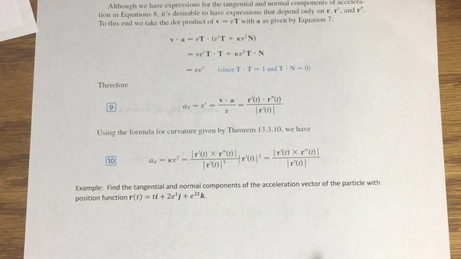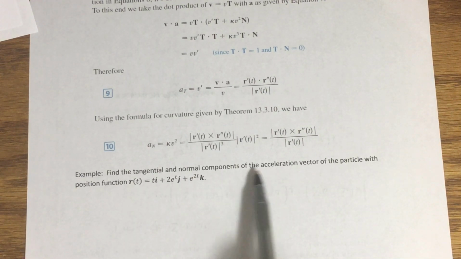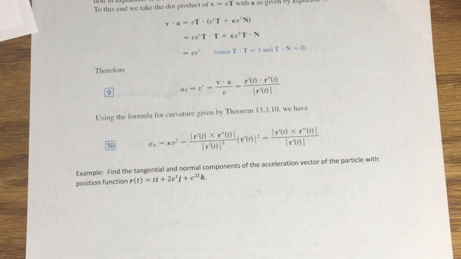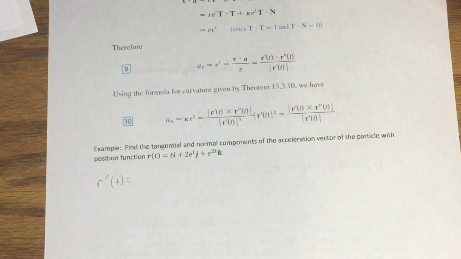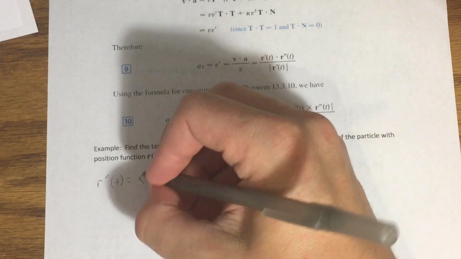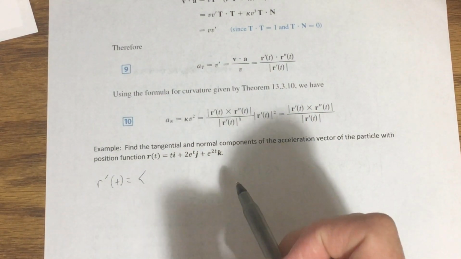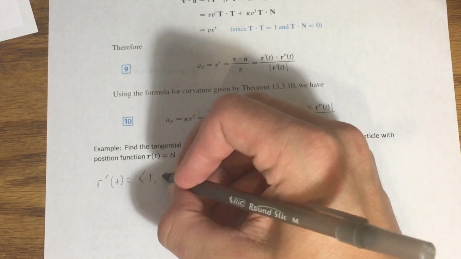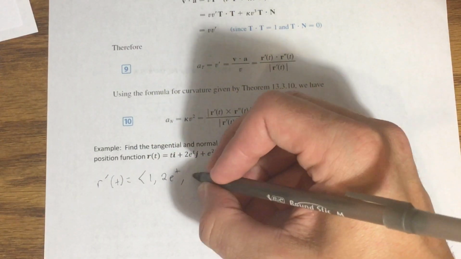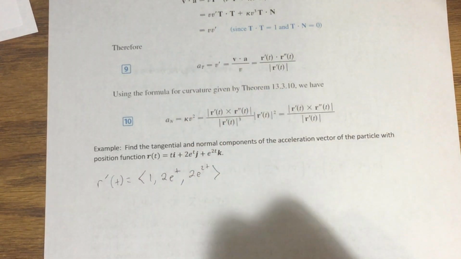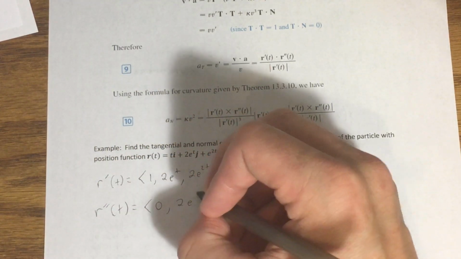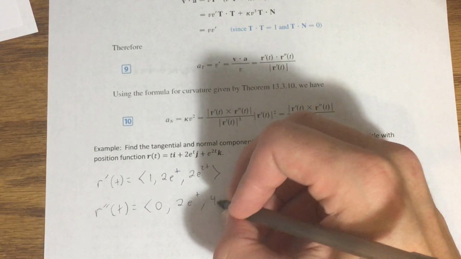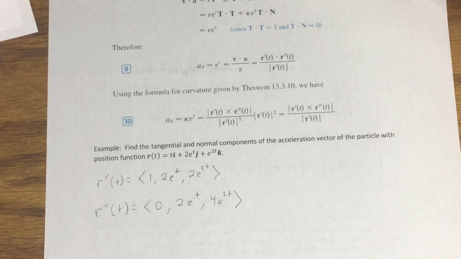Okay, so let's see if we can work out an example here. We want to find the tangential and normal components of the acceleration vector of a particle with this position function. So we need r prime and r double prime. What is r prime of t? Well, I'm going to do this in component form, even though this is using standard basis vectors. That would be 1, 2e to the t, 2e to the 2t. Okay, and what about r double prime? That would equal 0, 2e to the t, 4e to the 2t.